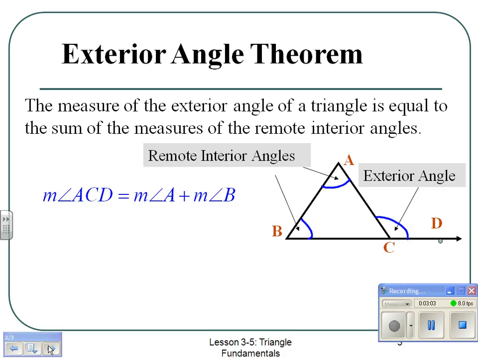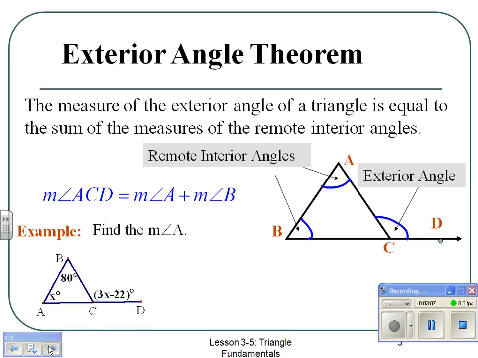And we have an example. It says find the measure of angle A. So that means that these two angles at x and 80 are the remote interiors because they don't touch the angle on the outside, and they should add up to the angle on the outside. So that makes our equation 3x minus 22 for the exterior angle is equal to the two interiors, x plus 80. Now you should stop the video and solve for x so that you can find the measure of angle A.